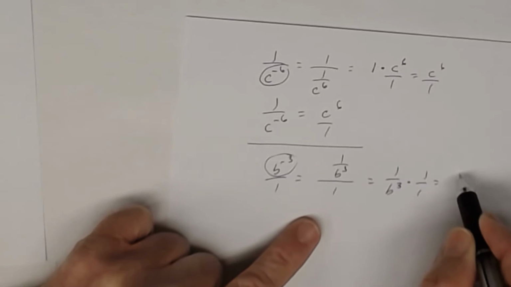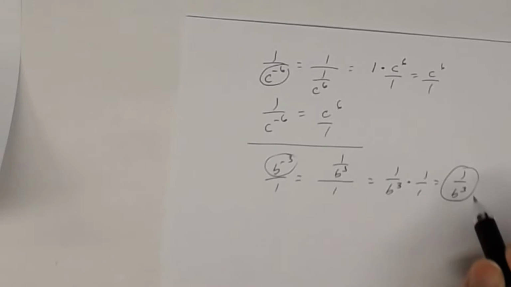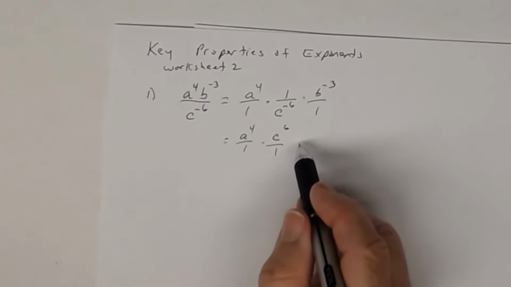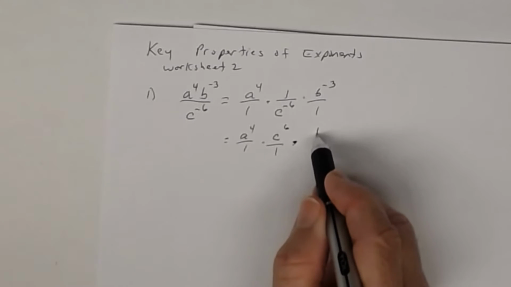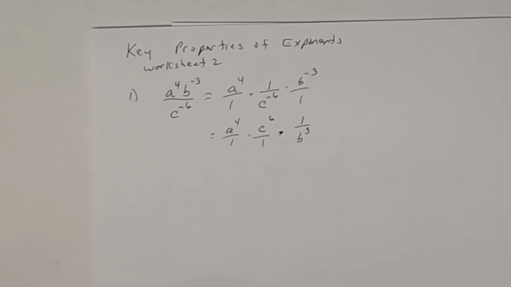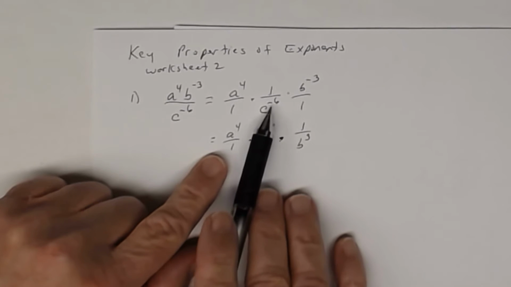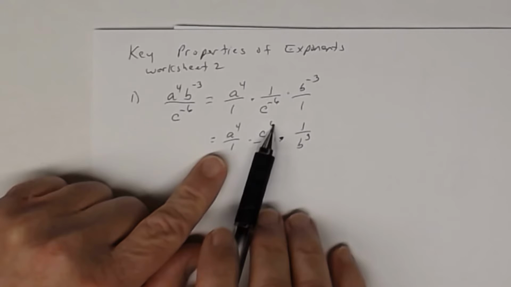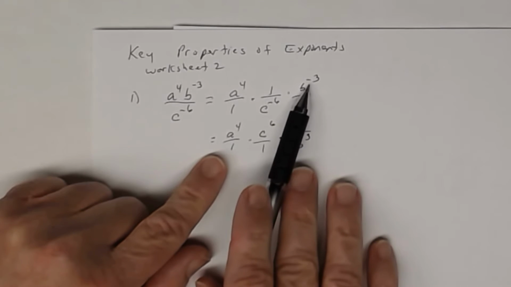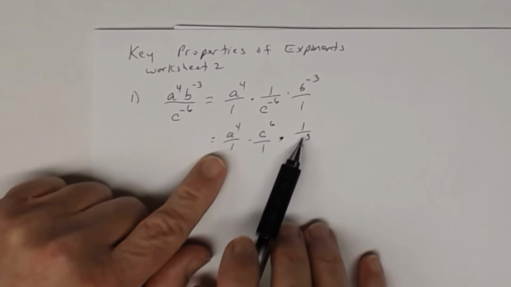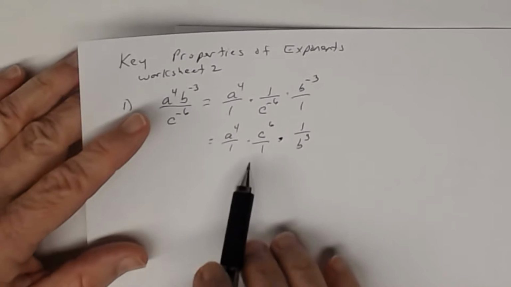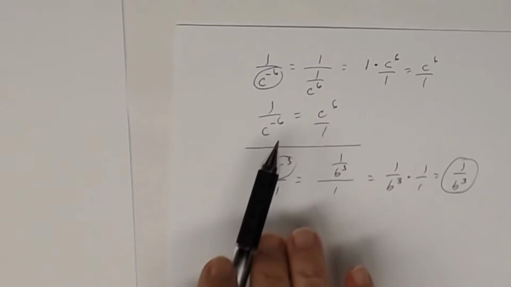And notice 1 times 1 is 1. B to the 3rd times 1 is b to the 3rd. And notice this right here is what we will have. Okay? All right, so just remember, if it's negative in the denominator, you're going to bring it to the numerator. If it's negative in the numerator, to make that exponent positive, you bring it to the denominator. And the reason for all that is what we just talked about here.